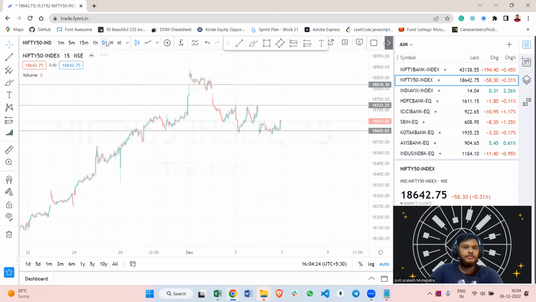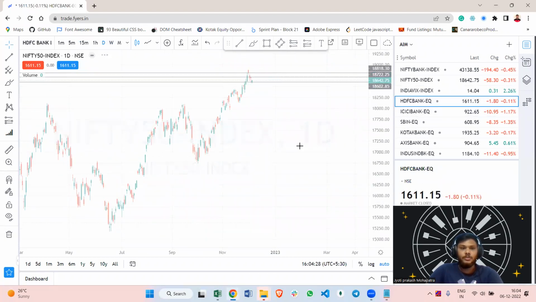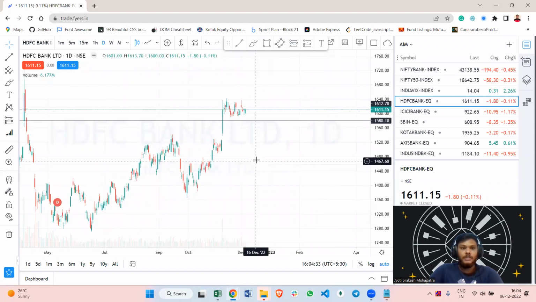Now let's look into Nifty, Bank Nifty components in one day candle chart, because if you want to make profit in Bank Nifty options, then you should be aware of how to analyze Bank Nifty components, because they are providing movement to the Bank Nifty. So if you can track them, then it is very useful for you to make profit in Bank Nifty options.